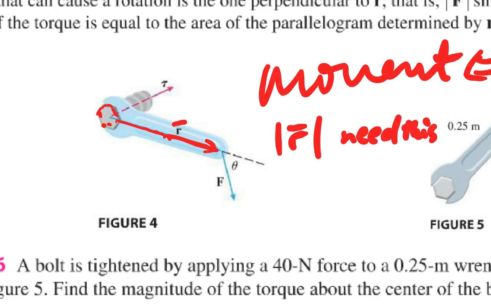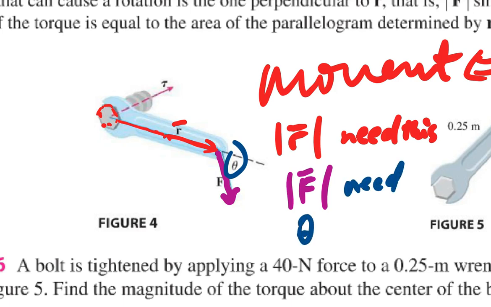And now the force that is turning the wrench certainly has something to do with it as well. So we also need the magnitude of the force. And then the angle involved is certainly important as well, because we also need this, and then the angle involved we also need, okay? So we need all three of these to determine what the torque is.